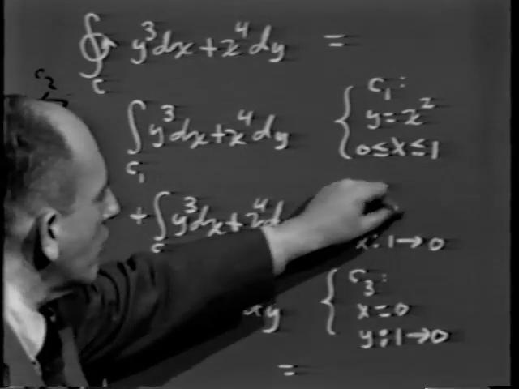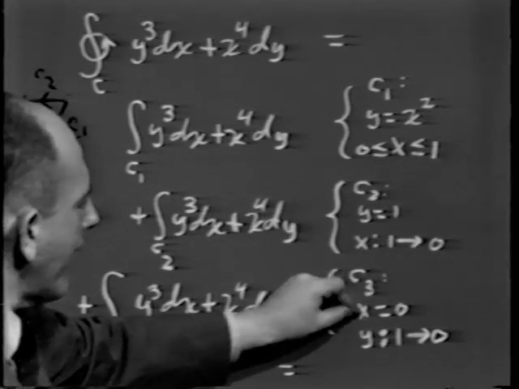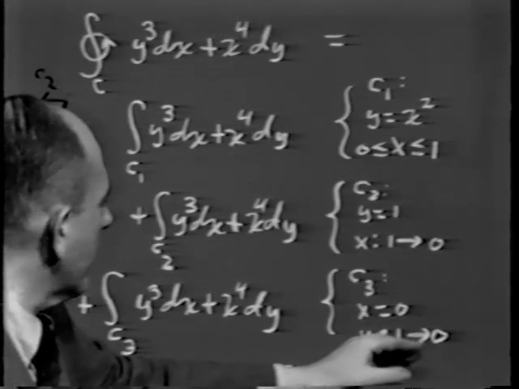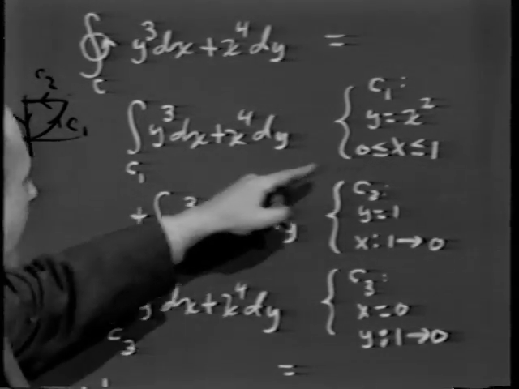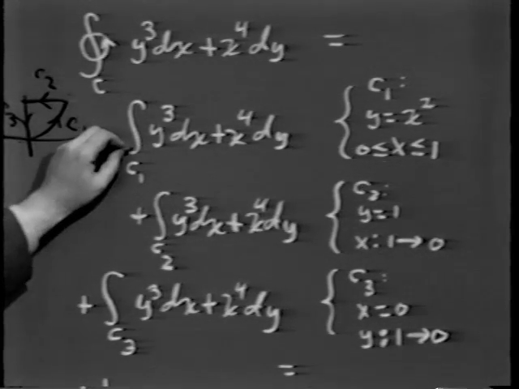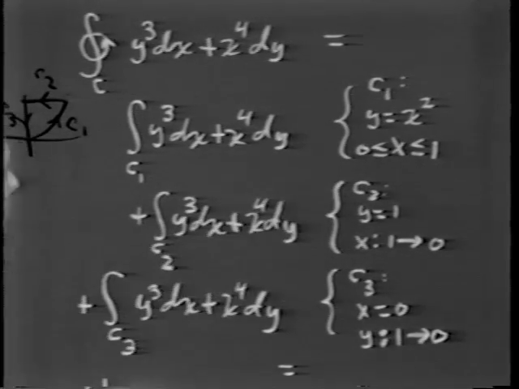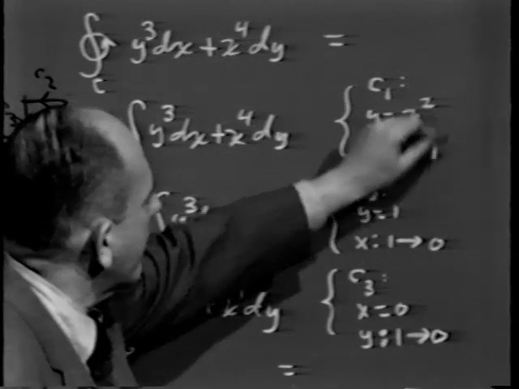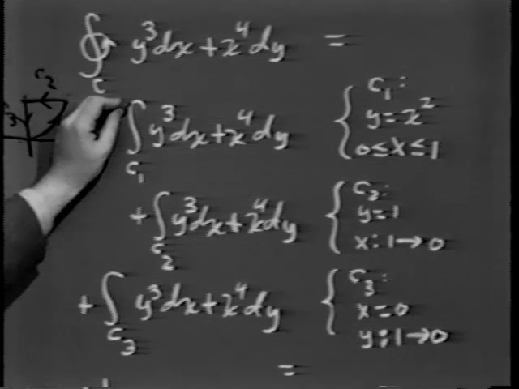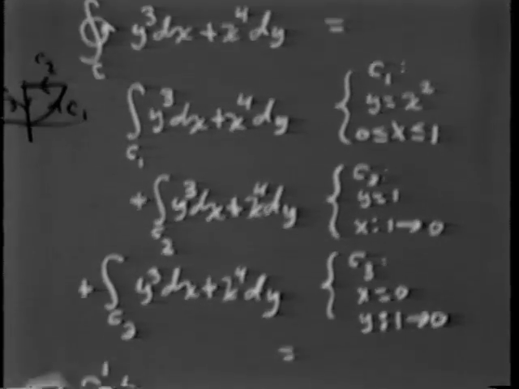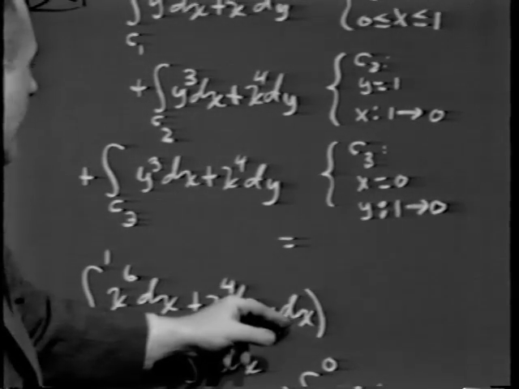C2 is the line y equals 1, and x varies continuously from 1 to 0. C3 is the line x equals 0, and y varies continuously from 1 to 0. Using the concepts that we talked about in the last lecture, to evaluate this integral, I replace y by x squared, dy by 2x dx, and integrate as x goes from 0 to 1. So my first integral is simply the integral from 0 to 1, x to the 6th dx plus x to the 4th times 2x dx. Okay?